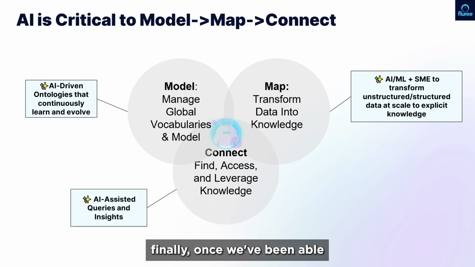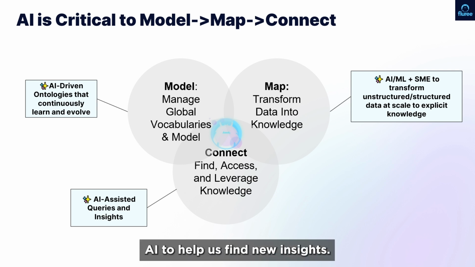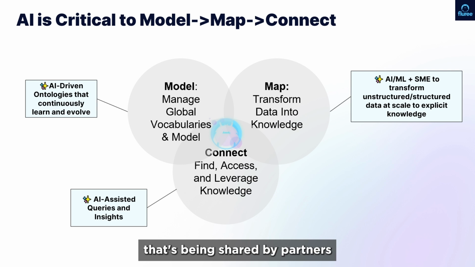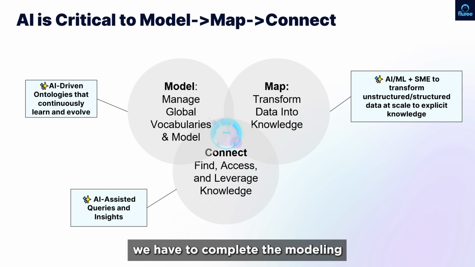And then finally, once we've been able to connect the information, we can then unleash AI to help us find new insights. And this is where we really want to get to, where we're able to have analytics sitting on top of data that's being shared by partners or with suppliers, or information that's being passed through large language models to answer some of these really interesting new generative AI questions. But in order to do this, we have to complete the modeling and the mapping first.